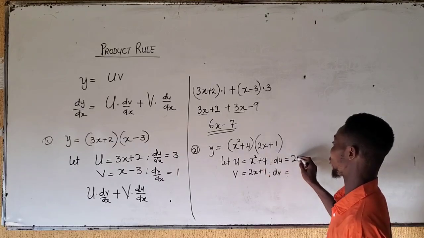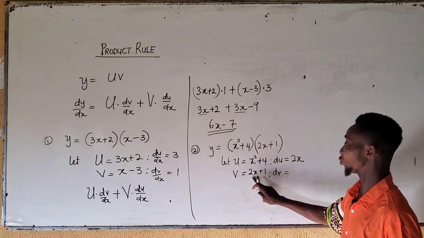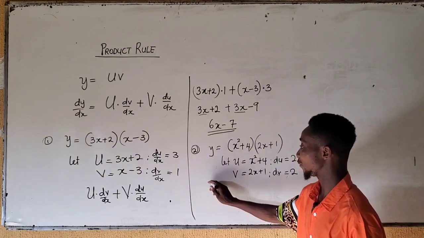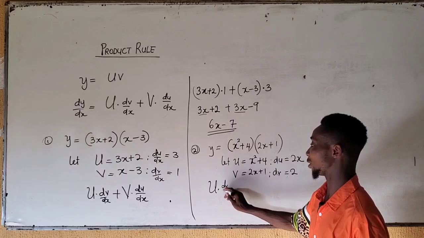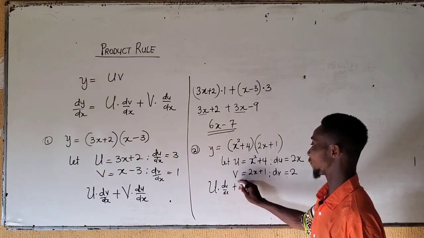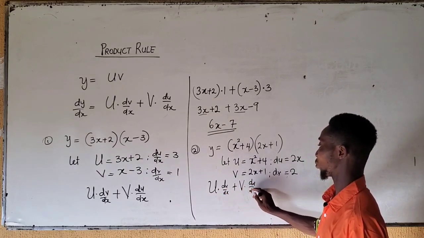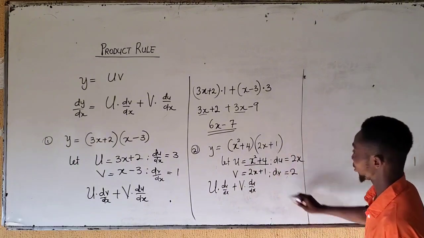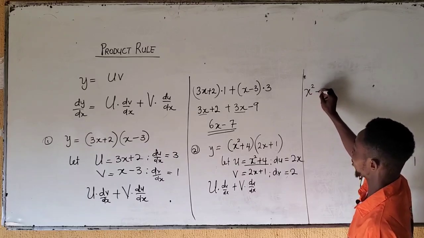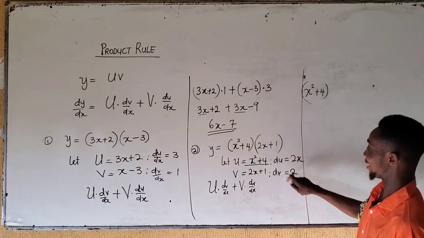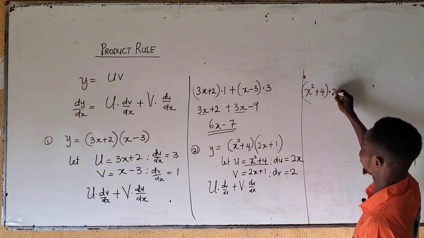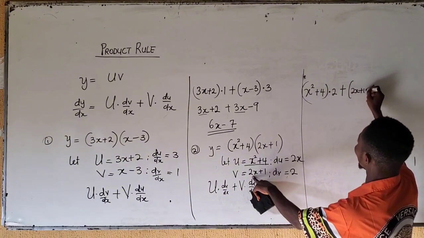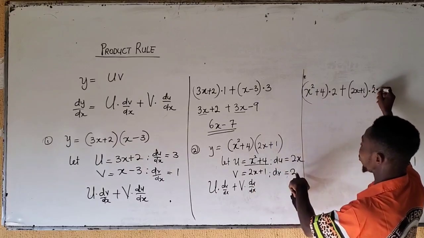Differentiate 4, that is 0 because that's a constant. Then differentiate 2x, that's 2. Differentiate 1, 0. You restate your formula. Formula for product rule is u dv plus v du. So if that is true, these are u. Let's take it up. If this is u, x squared plus 4 times dv, plus v, 2x plus 1, times du, 2x.